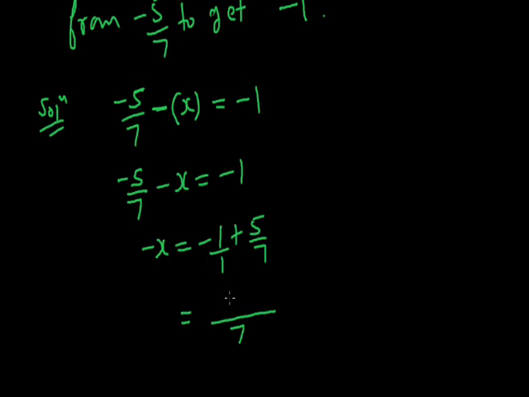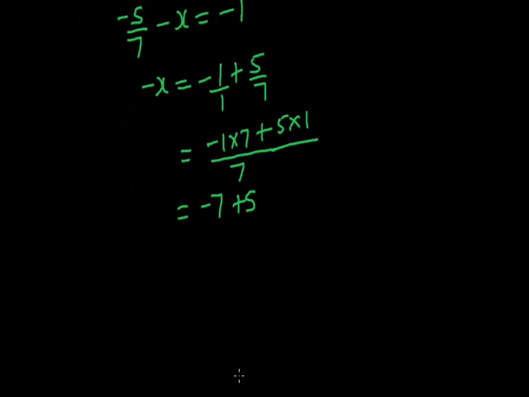Now 7 divided by 1, that is 7. Now 7 is multiplied with minus 1. Now plus, there is a plus sign. Now 7 divided by 7 we get 1, and 1 multiplied by 5 we get 5 into 1. So minus 1 into 7, that is minus 7. 5 into 1, that is 5. So minus 7 plus 5, that is minus 2 by 7.